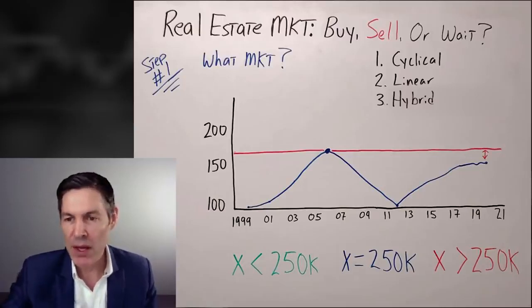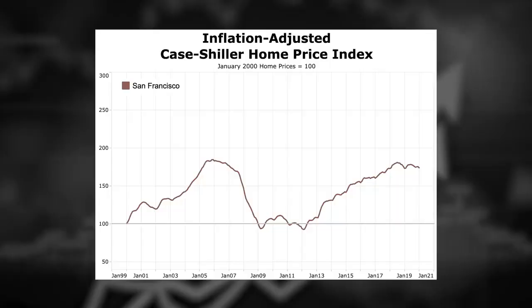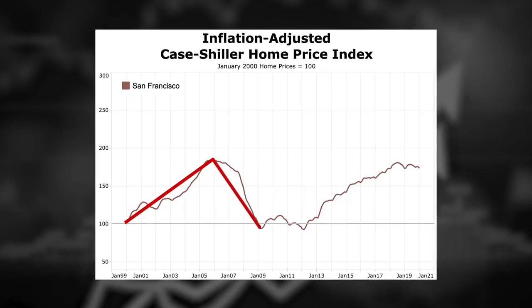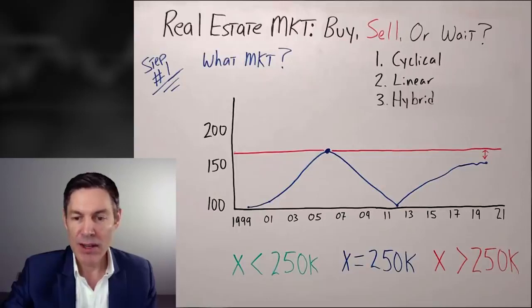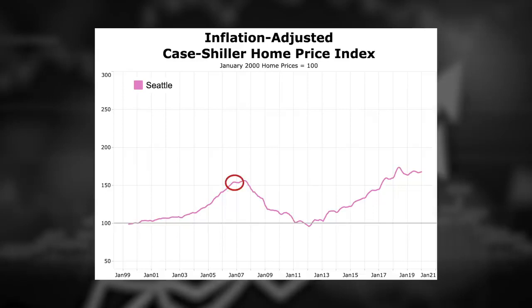So getting into it, examples of cyclical markets. Let's start with San Francisco. Same type of chart, adjusted for inflation, indexed. Goes way up, 83% higher than where it starts, and of course comes crashing down. Today, prices are almost as high as they were in 2006. Let's go over to Seattle, another cyclical market that is even higher than it was in 2006. Back in 2006, it got to the point of 155, call it. Now it's close to 170.